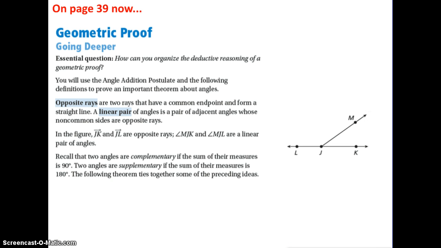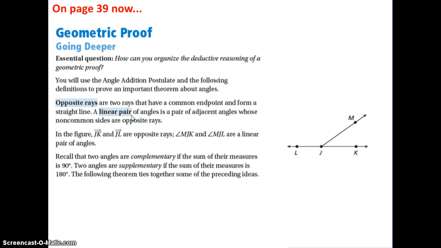Alright, so you should be on page 39 now of your book. Okay? And we're going to begin talking about geometric proofs. First things first, we need to talk about some words here. Opposite rays are two rays that have a common endpoint that make a straight line. So if this is a point, here we have a ray here, and this ray here. These two rays put together make a straight line. So I would call those opposite rays.